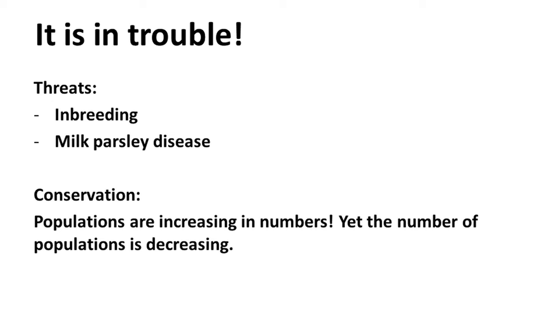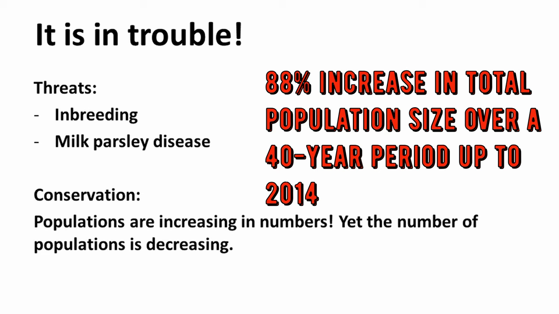Fox et al. 2015 described a nuanced picture comprising a significant and welcome 88% increase in total population size over a 40-year period up to 2014. So what this means is that over a 40-year period, the number of individuals increased by 88%. That sounds good. But at the same time, a concerning 56% decline in the occupancy of square kilometer recording squares was also found. So in effect, the butterfly has prospered numerically, but within a much smaller and declining range. So there are some concerns.